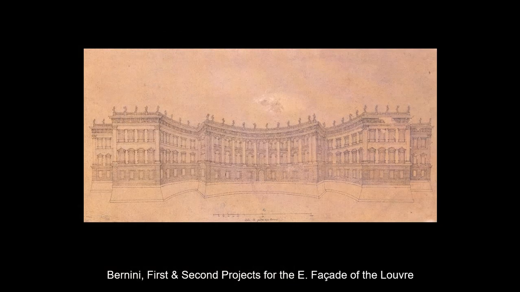One of the things that Bernini was commissioned to do was to redesign the Louvre. The Louvre was the royal palace at the time. We know it as a museum today, but it was a royal palace in Paris at the time. And he designed a facade that looked like this. And wow, what a facade it was.